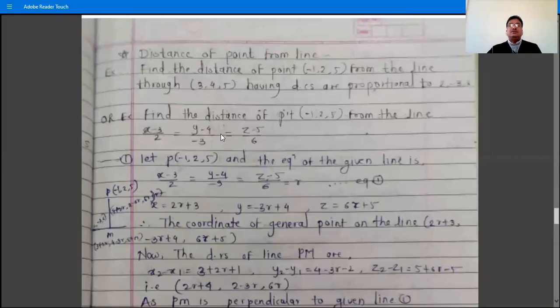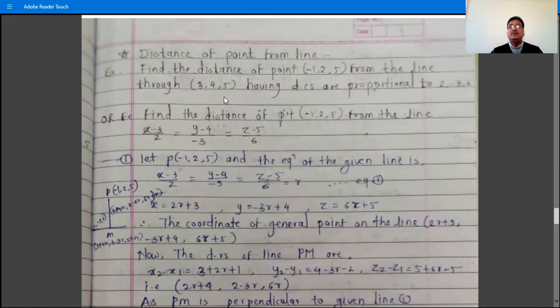Next point is distance of a point from a line. Find the distance of the point (-1, 2, 5) from the line through (3, 4, 5) and having direction cosines proportional to 2, -3, 6. That is, we are given the direction ratios and one point on the line.